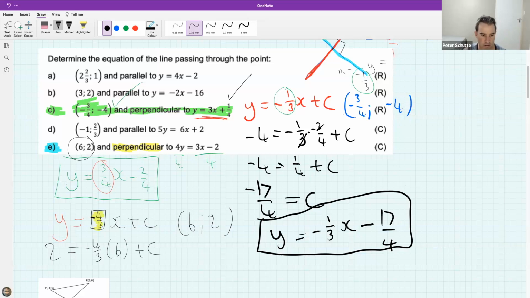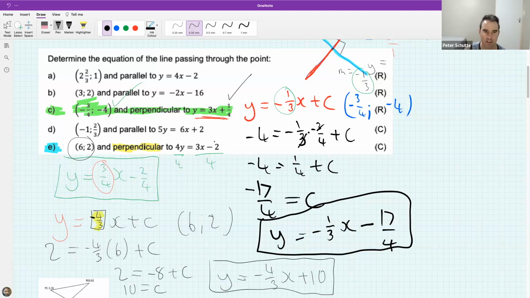And then I need to move this, but no, actually this becomes 8. So I've got 2 equals -8 plus c, which means c is 10. And the final equation is -4/3x plus 10. And that is the straight line that I was looking for.